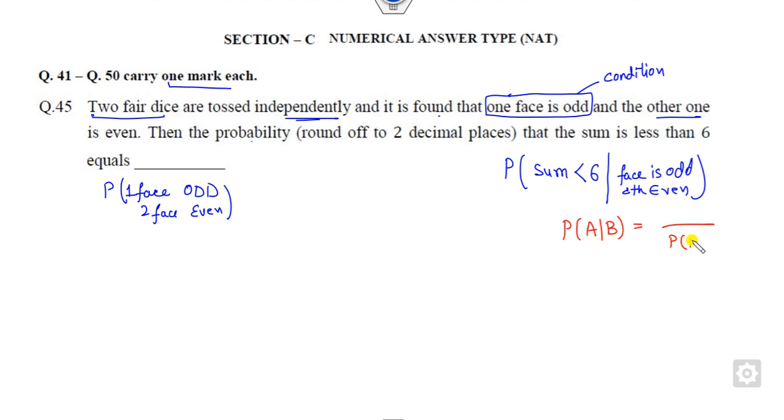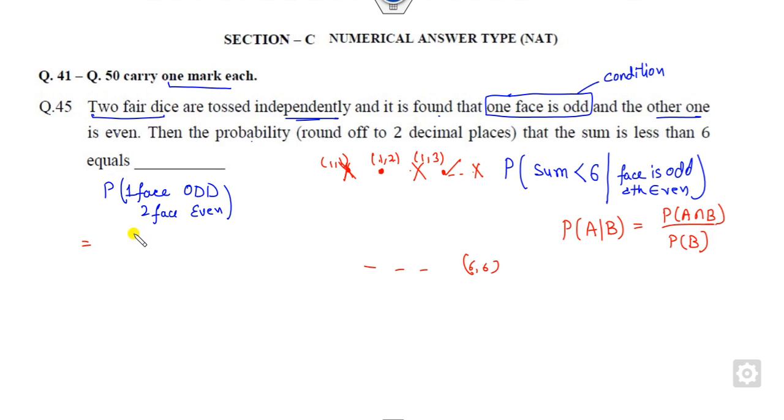What is the definition of this? P of A intersection B divided by P of B. So firstly, we have to find the probability of the faces being odd and even. There are two methods. Firstly, you can think of pairs 1,1, 1,2, 1,3, and so on up to 6,6. The first one, 1,1, is not possible, because one face is odd and the second is even. 1,3 is not there. 1,4, that's fine, 2,1, 1,5, and so on. So you have to calculate.